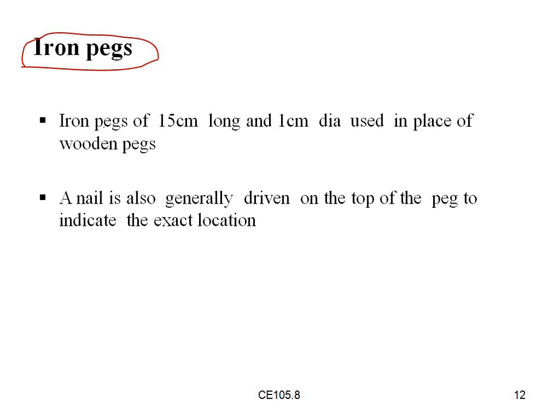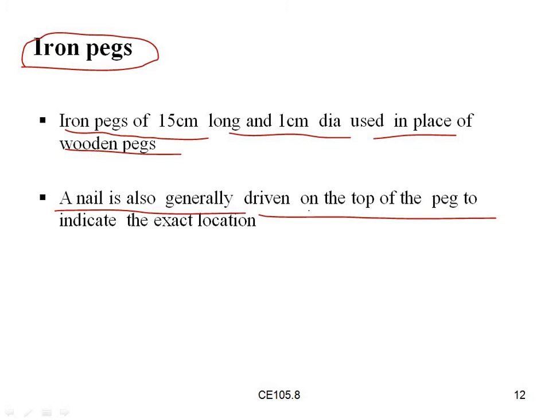And the next one is iron pegs. Iron pegs are 15 centimeters long and 1 centimeter thick, and are used in place of wooden pegs. They will be 50 centimeters long and 1 centimeter. And next, a nail is also gently driven on the top of the peg to indicate the exact location.